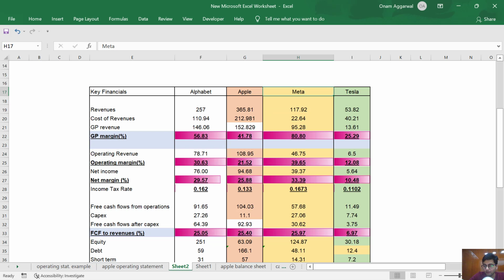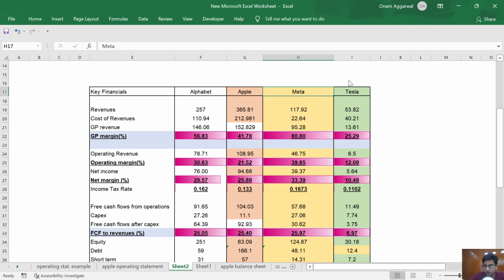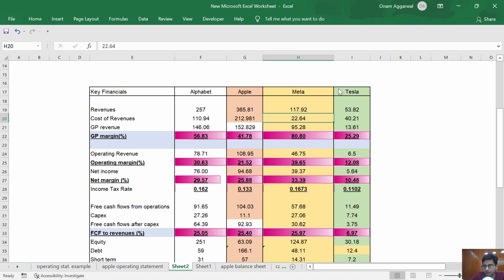Let's continue with a company which we love to hate. Again, we start with Meta Platforms Incorporated, year ended 31st December 2021, $118 billion almost of revenue. The cost of revenues, of course, everything is software driven. It's a platform. Cost of revenue is almost nil, 22 billion. GP revenue is 95. GP margin is the highest of any of the companies we are looking at, more than 80%.